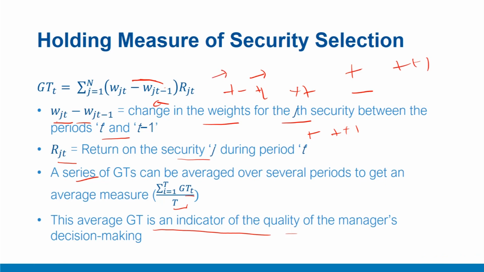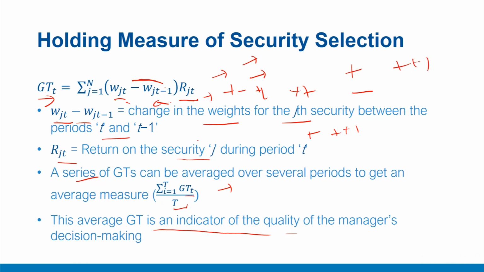And if in subsequent periods the security performs accordingly, thereby benefiting the portfolio, his performance will be reflected in this G_T measure. The G_T measure captures whether the movement in weights from W_jt-1 to W_jt is systematically linked to R_jt. If it indicates successful performance, that is, it is positive, it indicates he has security selection ability. A negative measure would indicate poor security selection ability.